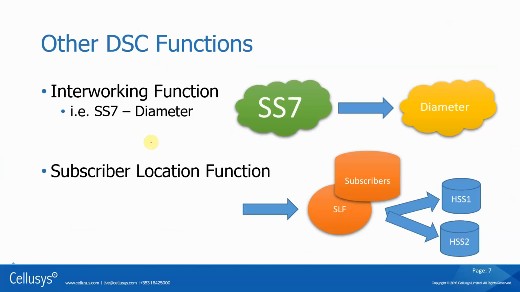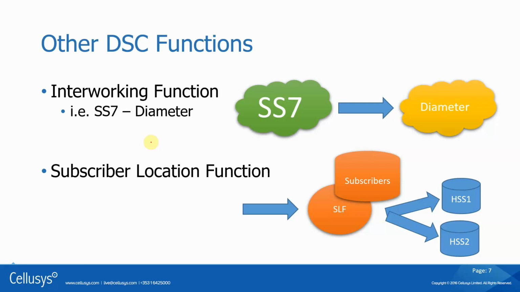Okay, so a couple other functions you might hear about. You might hear about the interworking function, typically between SS7 and diameter. Well, you'll hear about it, but frankly, the commercial use cases for this are not great. There's not a lot of them out there, so you probably won't need this in your network.